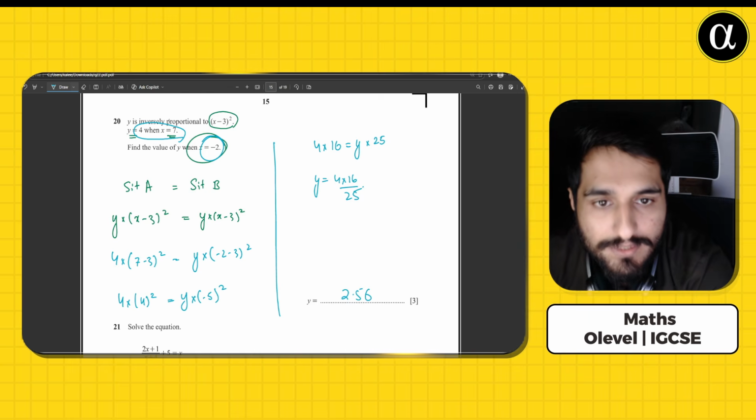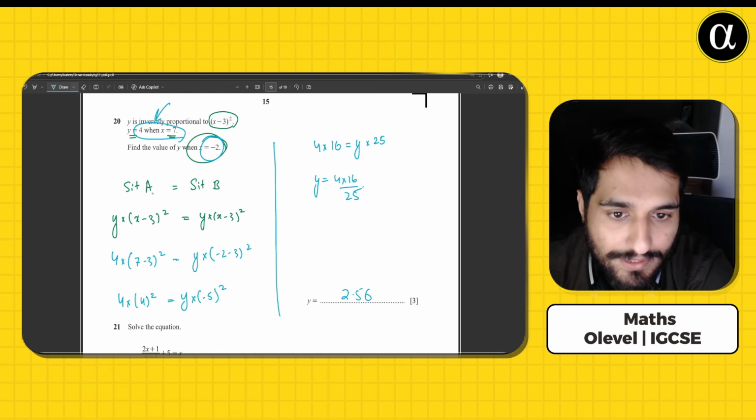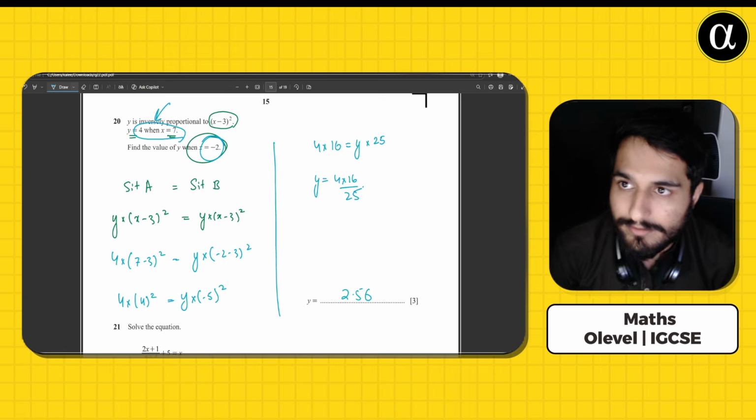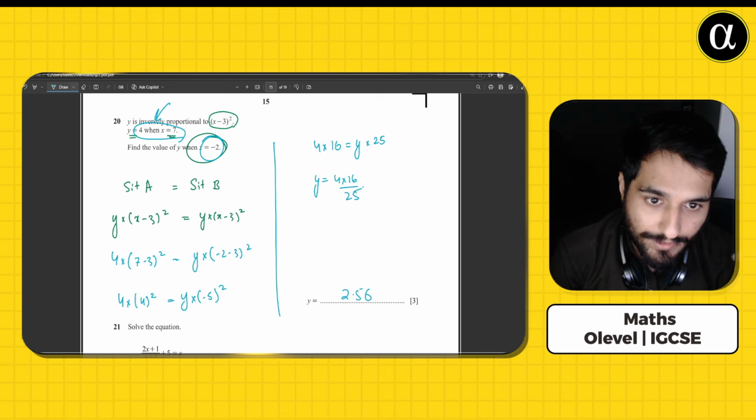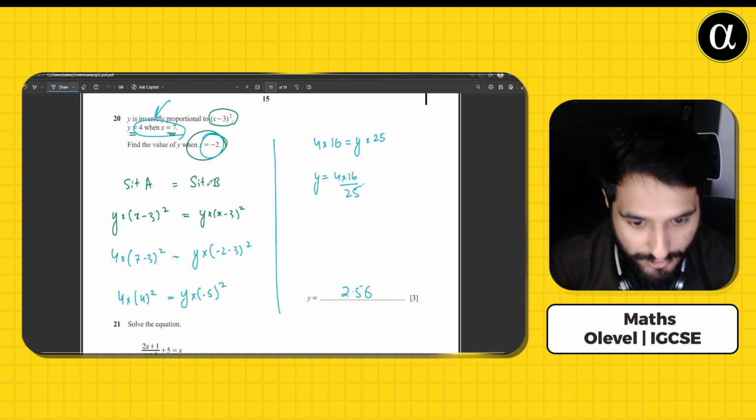Now, since this was the case of inverse proportion, we did the case situation A is equal to situation B. Had this been directly proportional, we would have used the concepts of a ratio method where these values would have been cross multiplied.